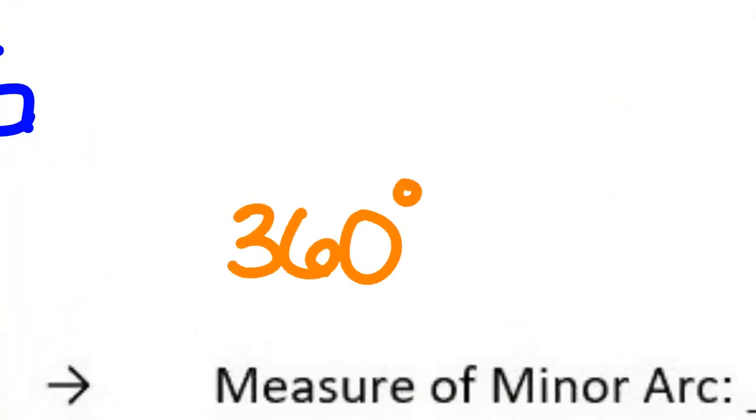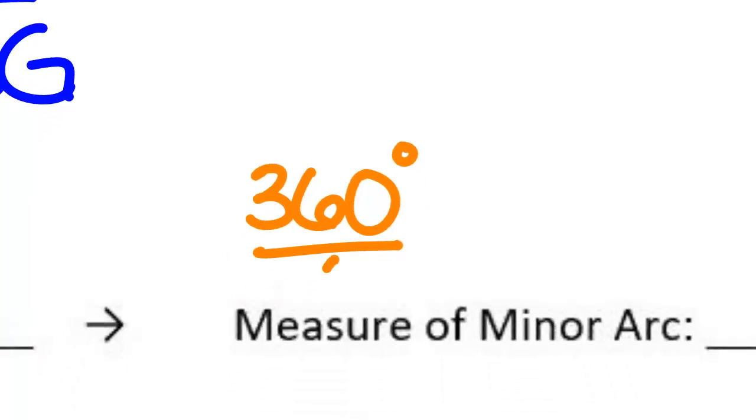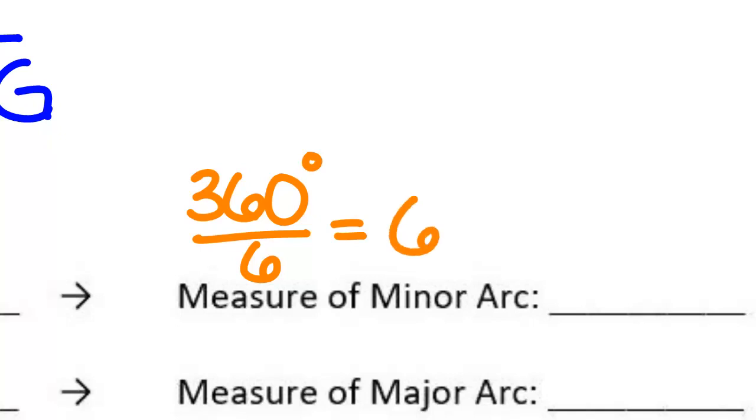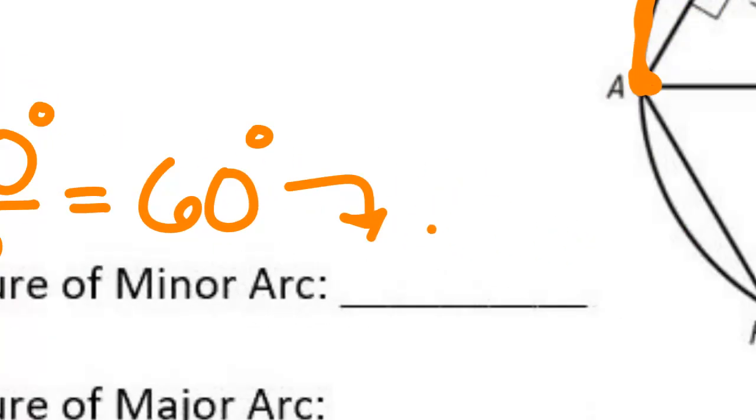To find the measurement of my minor arc, I'm going to do 360 degrees divided by how many chords are inside this circle here? 6 chords. 1, 2, 3, 4, 5, 6. My polygon has 6 sides. So we have 6 chords. 360 divided by 6 gives me 60 degrees for my minor arc.